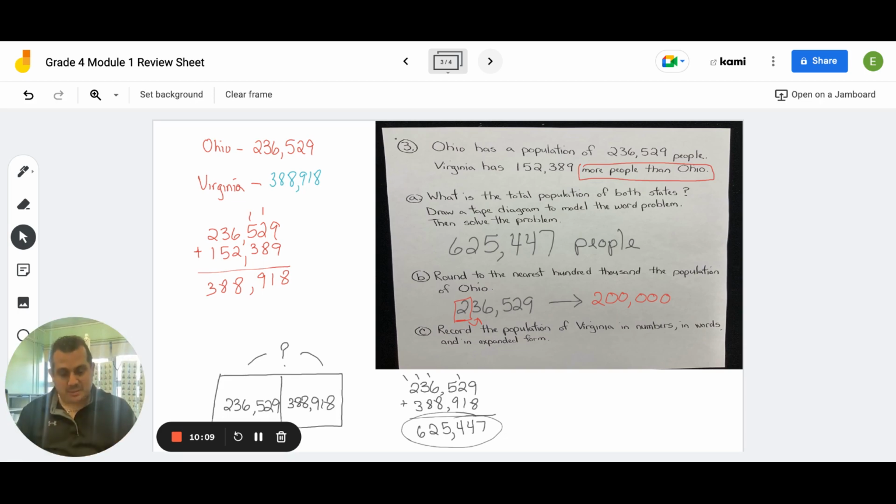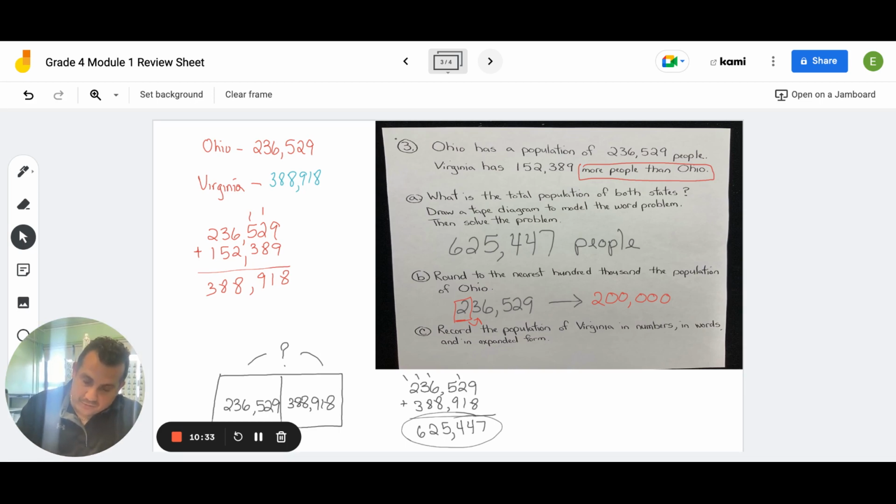And right smack in the middle is 250,000. Where does 236,529 go? It's before the midpoint. It's to the left, 200,000. Now we want the population of Virginia in number form, word form, and expanded form.